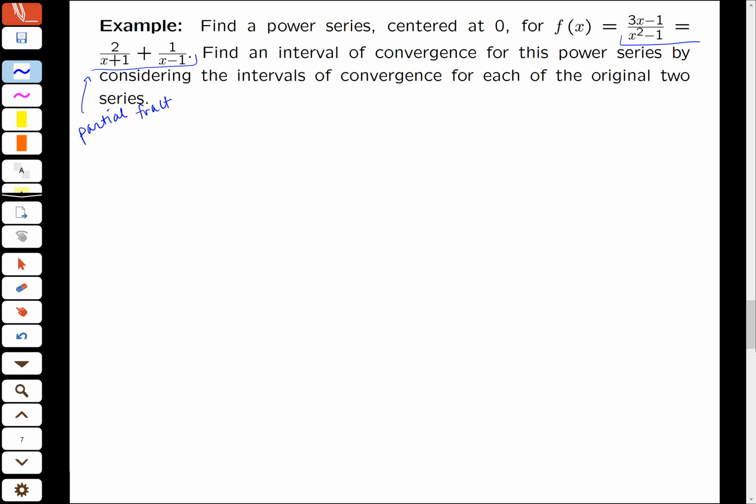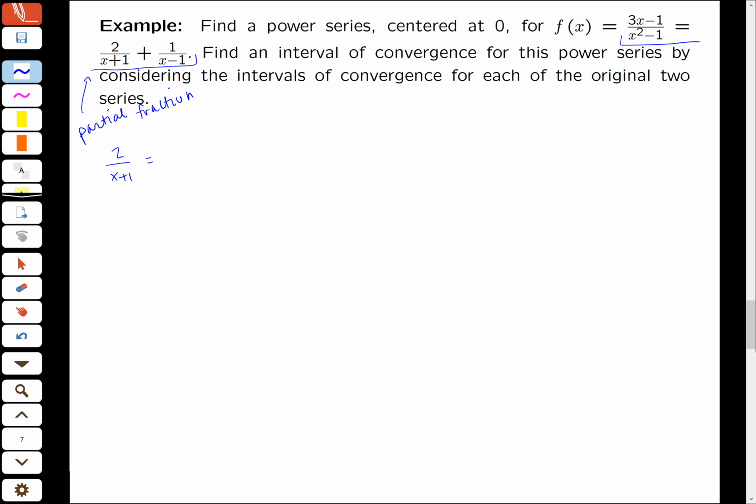Sounds like that's our favorite thing. It won't be that difficult. It'll be linear terms, so it's not a hard partial fraction decomposition. You have to factor yours first before you do your partial fraction decomposition though. So you have to factor it and then do the partial fractions. Then it says find an interval of convergence for this power series by considering the interval of convergence for the original power series. So let's look at 2 over x plus 1.